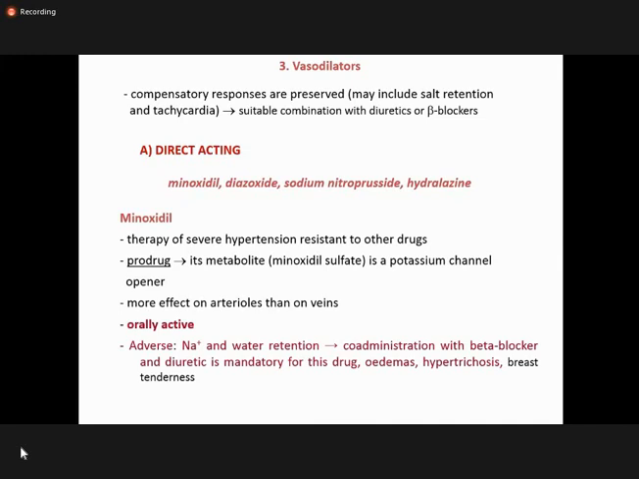Orally active. Adverse effects are again salt, sodium, and water retention. Why? Due to activation of the renin-angiotensin-aldosterone system due to decreased cardiac output. So co-administration with beta blockers is mandatory for this drug. It will also cause edema. This is the point, that is the exam-oriented point. Which one of the following antihypertensive drugs can produce hypertrichosis, excessive hair growth? That is also called hirsutism.